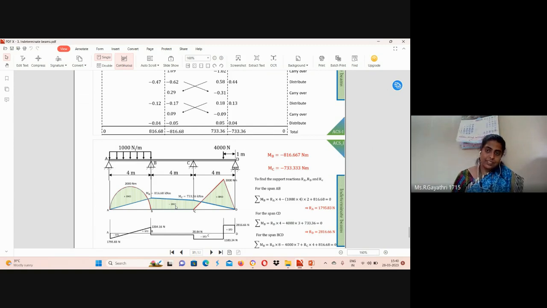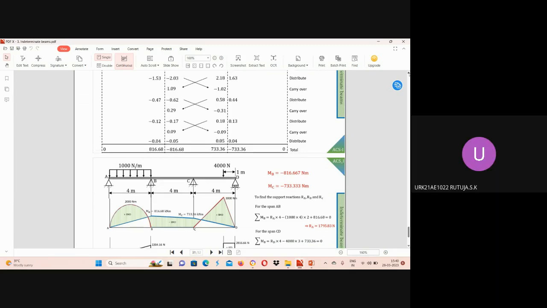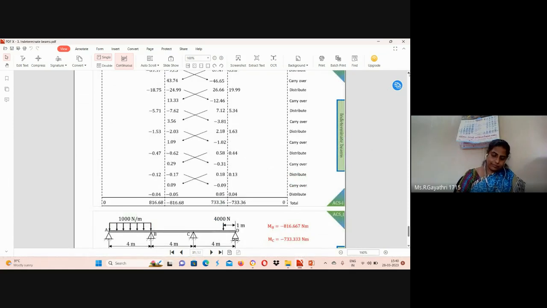Next step. Reaction. Okay, reaction forces. Here we can consider every span, span AB, CD. We can move from right. Span CD can be considered first. We can fix RD value. From RD, we can note other reactions at every support.